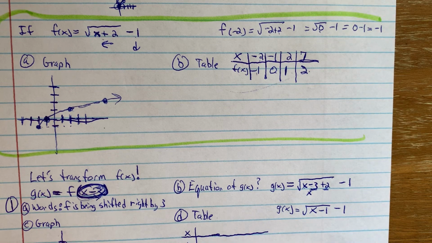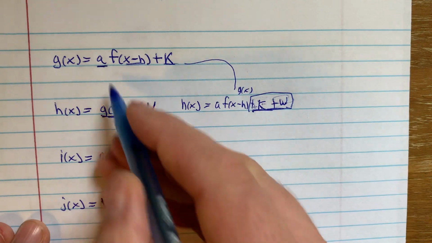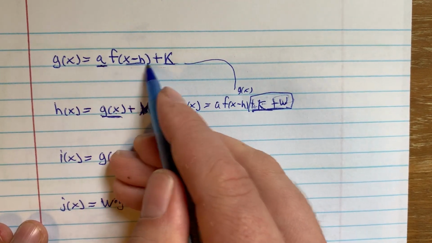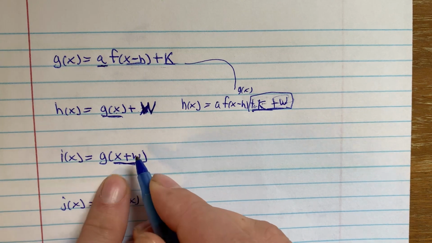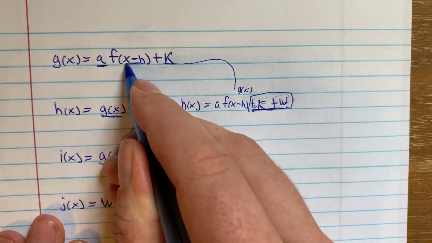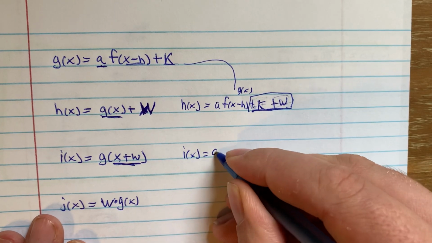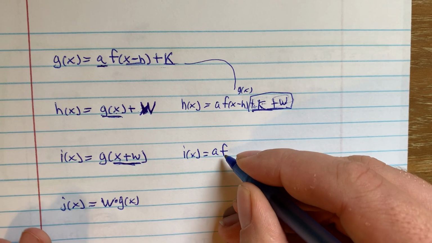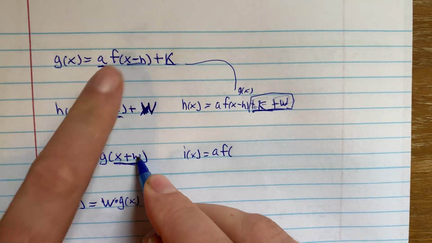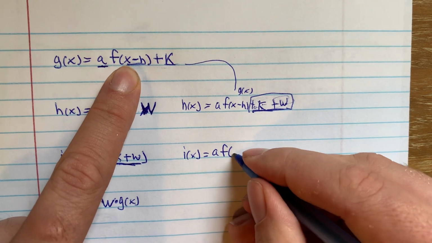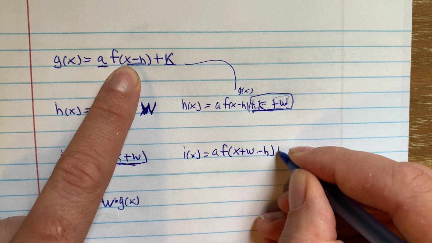Now, how is this going to work generally? Well, let's go back to our general formula. If we have any function, a times f of x minus h plus k, and we do g of x plus w, that means we're going to take this x plus w and put it in for x. So let's look at this. I of x will equal a times f of, instead of x, we're putting in x plus w. So we're putting in x plus w here. So x plus w minus h, plus k.